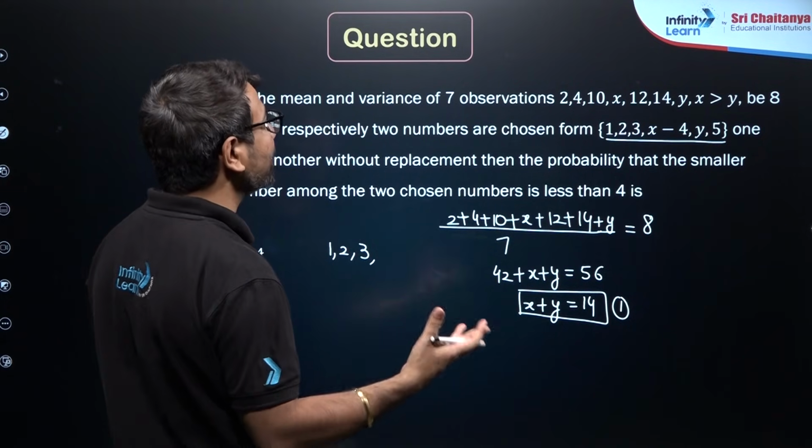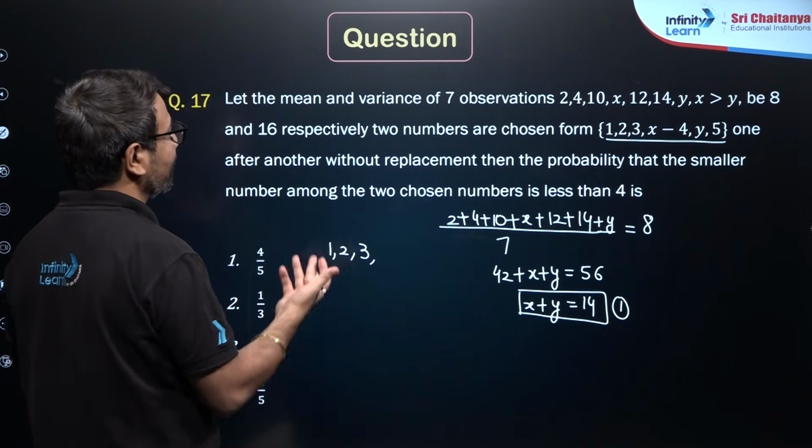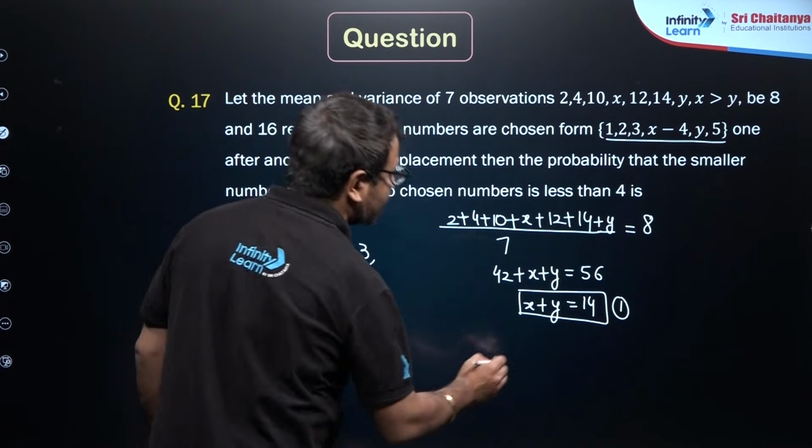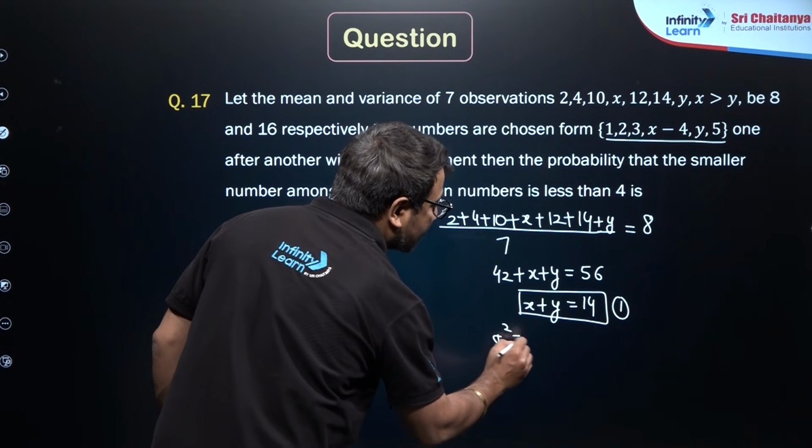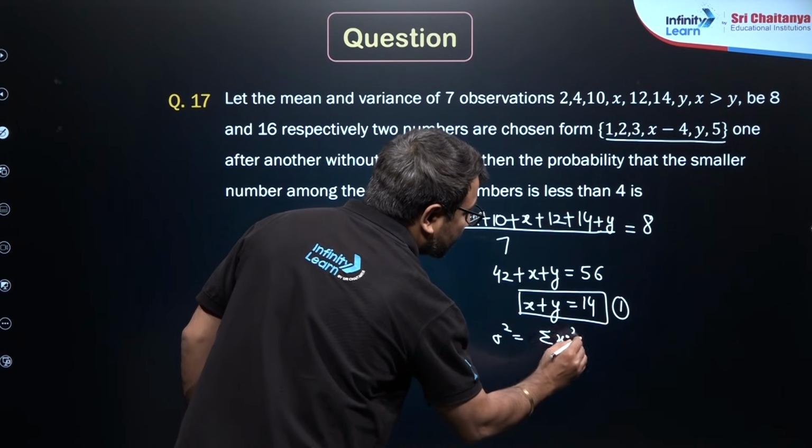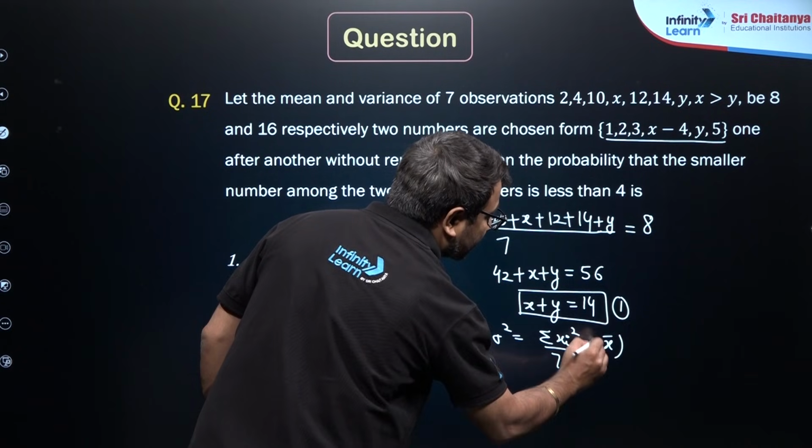So let's find the value of x and y first of all, because then only we can find the variance. Now let's talk about the variance. Variance has the formula: mean of the squared observations minus the square of the mean.